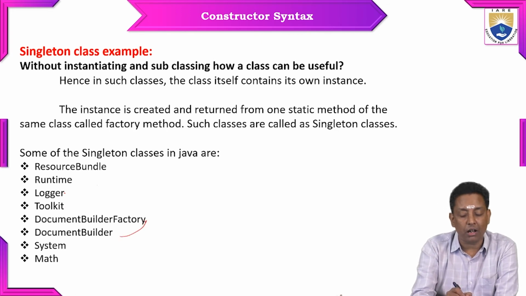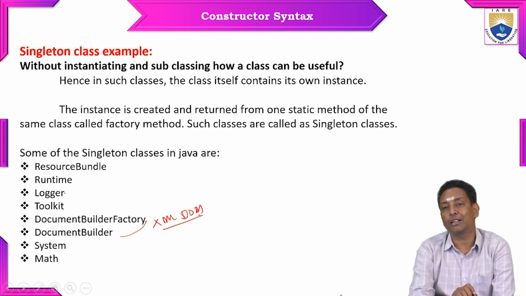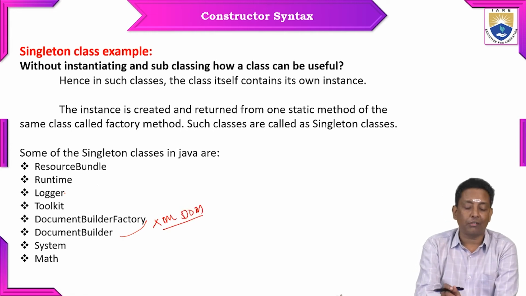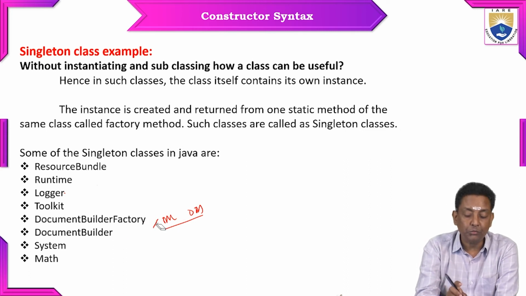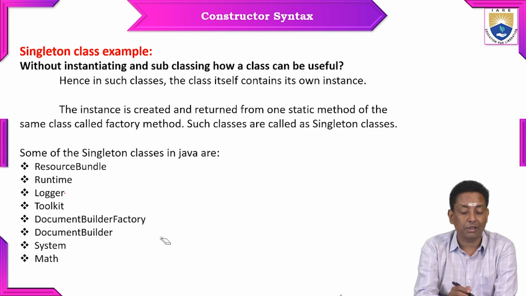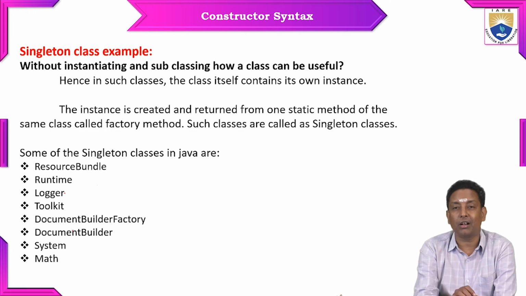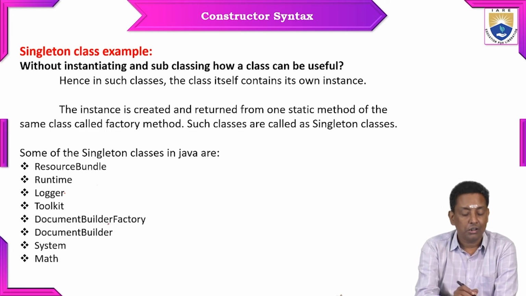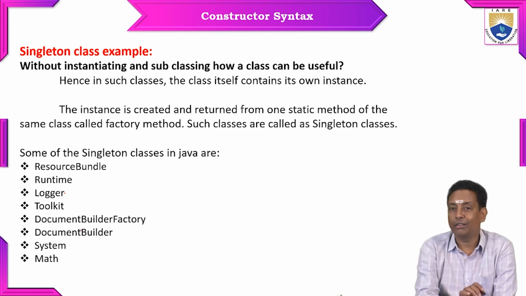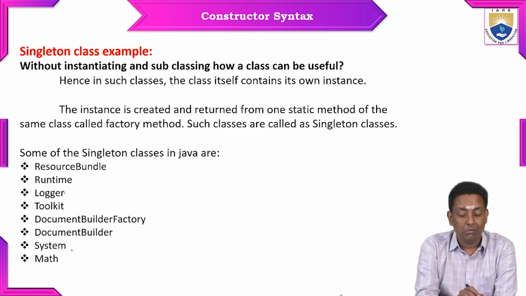Similarly, DocumentBuilderFactory and DocumentBuilder, these two are used in XML DOM programming. XML DOM is again a big topic. And the next, similarly, the System class. In System.in, System.out.println, System.err.println. So in the System class also, the constructor is private. But the System class, nobody will instantiate.